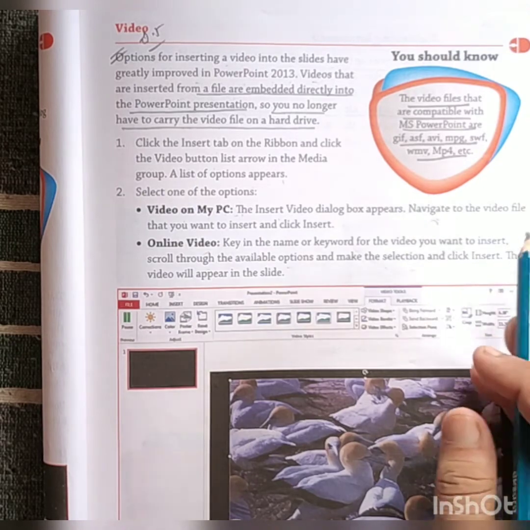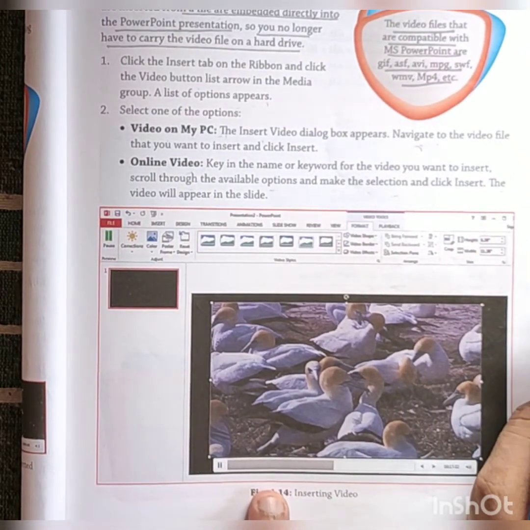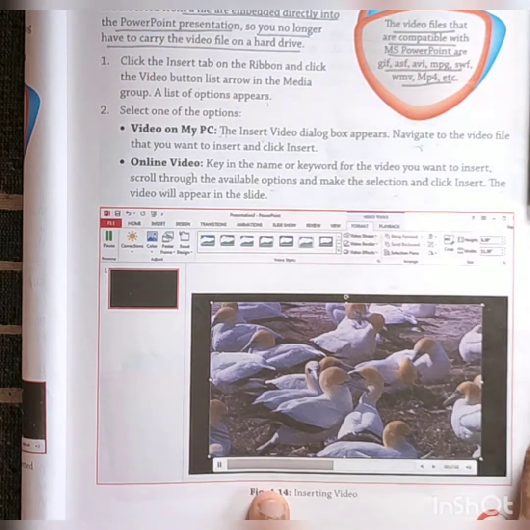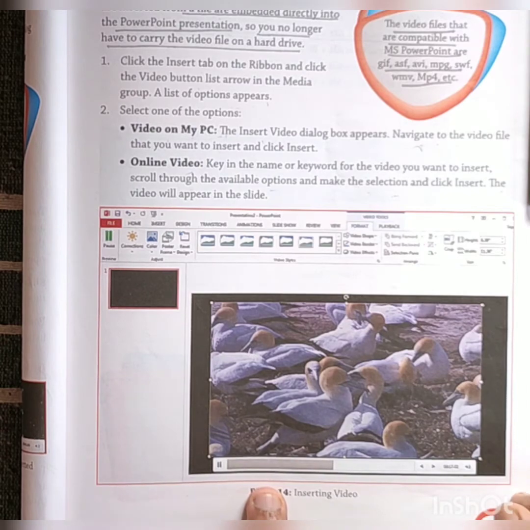The video will appear. So I think this particular video clip you have seen is given in your computer by default. That is called video on my PC. If you want more videos, what you have to do? You have to collect them from the internet.